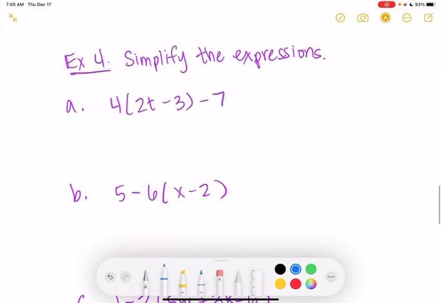Example 4, we're going to combine what we've been doing, okay? So we're going to have a mixed grab bag of what we've been practicing. So simplify the expressions. Go ahead and try A and B. Let's see how you do. And a hint for B is, do you see this negative sign out front? When you go to distribute, bring that negative with it, okay? So when you go to distribute, bring the negative. All right, go ahead and hit pause. Come back when you're ready.